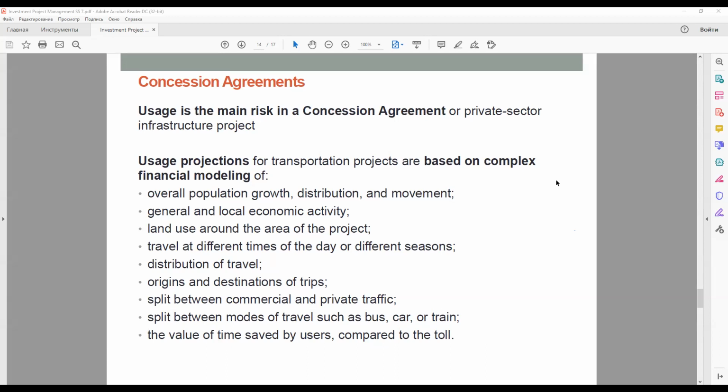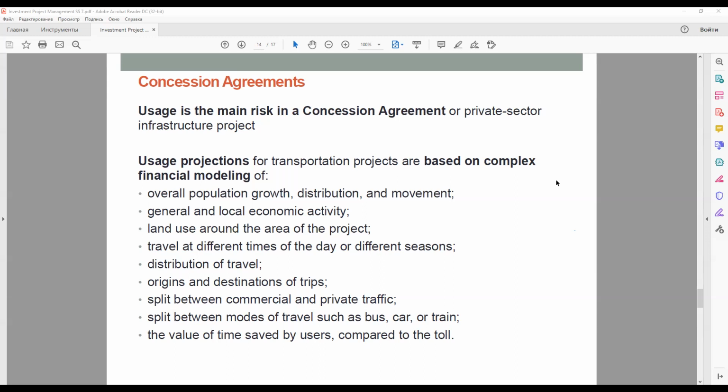In these cases, however, if the current demand is clearly demonstrated by congestion of the roads and the cost of tolls or fares is reasonable in relation to the cost of existing transport modes, lenders are willing to take the usage risk. Usage projections for transportation projects are based on complex financial modeling by the project company's traffic consultants, which in turn is reviewed by the lenders' traffic advisors.